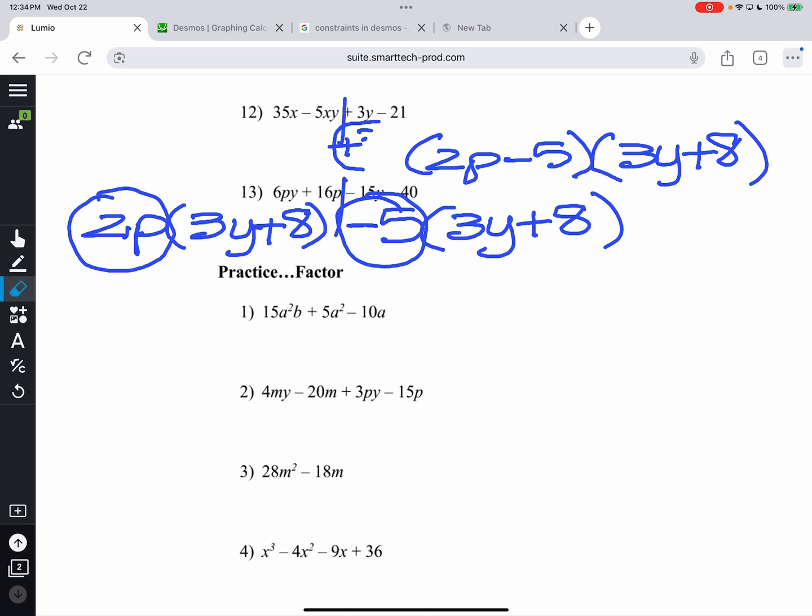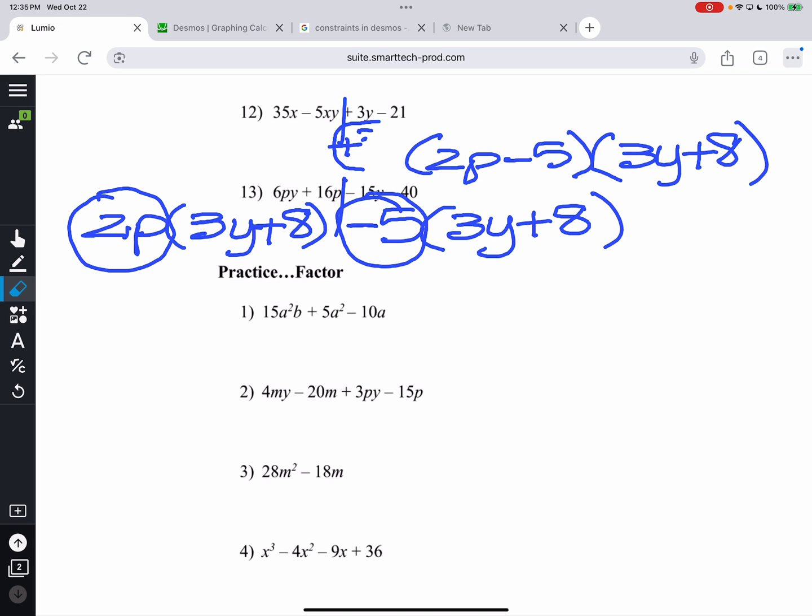Because probably, if you looked at this, I think it's -15y minus 40, you'd probably say 5 is your greatest common factor. But then when you work it, you end up with -3y minus 8. So you need it to be positive, so you have to change the positive 5 to a negative. Now I get it. Thank you.